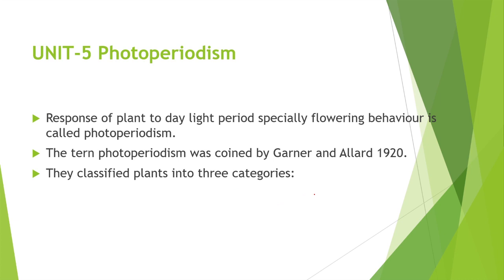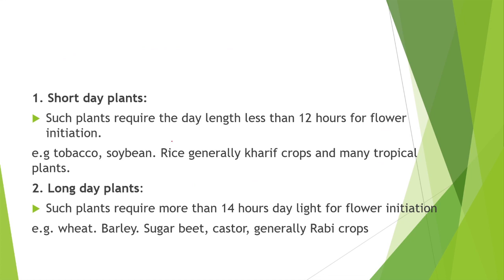Now the last unit is photoperiodism, unit number 5. The response of plants to daylight period, especially flowering behavior, is called photoperiodism. Photo means light and periodism means duration. The duration of light required for a plant, especially for the flowering behavior, is called photoperiodism. The term photoperiodism was coined by Garner and Allard in 1920. They classified plants into three categories: short day plants, long day plants and neutral plants.